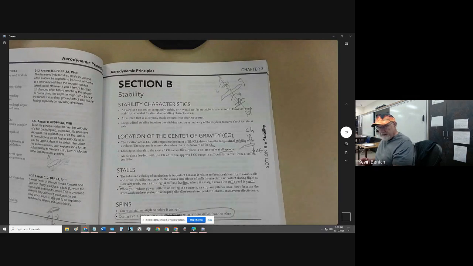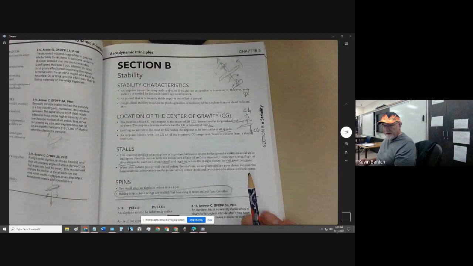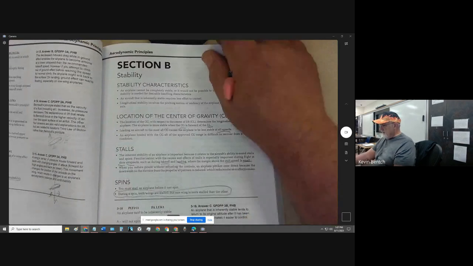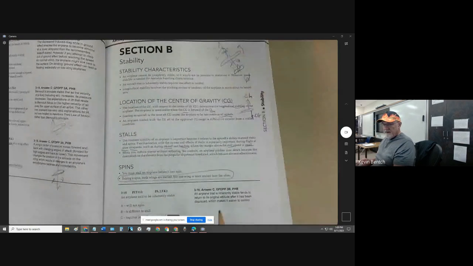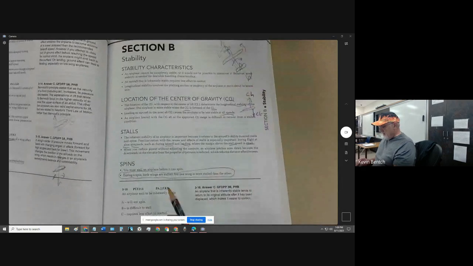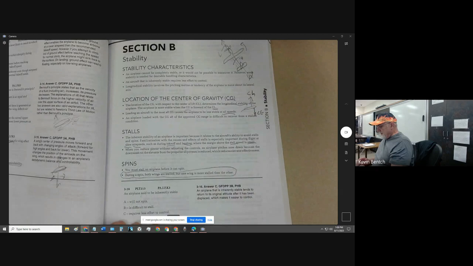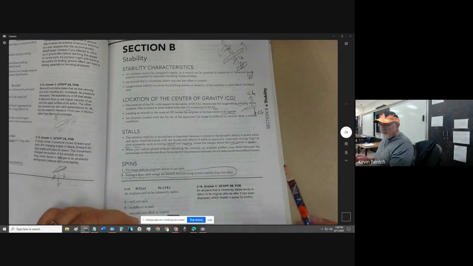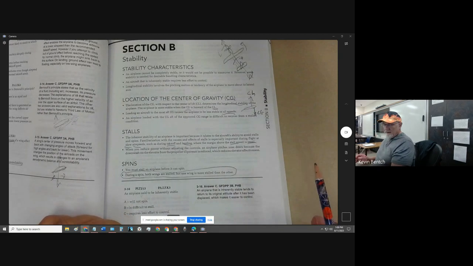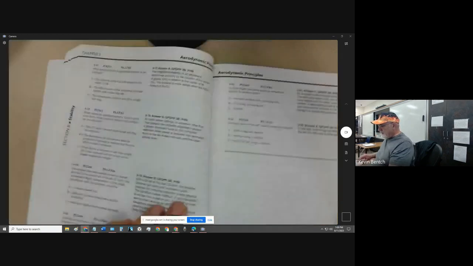Question 3-16. Can I get it up there? Not very well, can I? There we go. An airplane is said to be inherently stable. C, requires less effort to control. Let's see if we can read that better. An airplane is said to be inherently stable. Requires less effort to control. Anyway, so that's the deal. If it's stable, it doesn't require a lot of effort to control it.